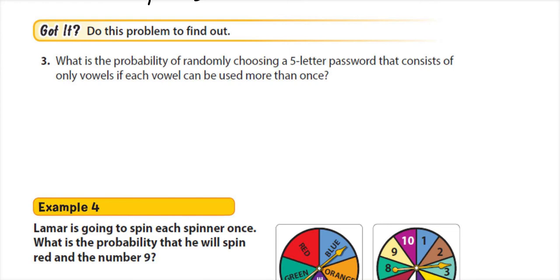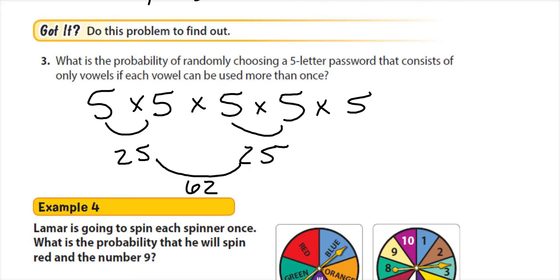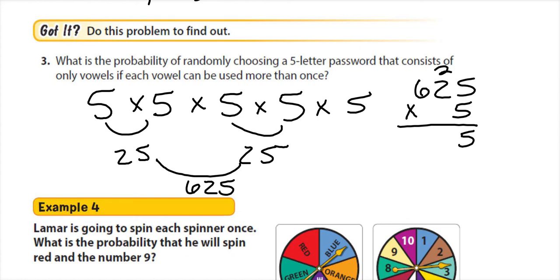Okay, so for this one, there's 5 vowels, A, E, I, O, and U. So we can use all 5 every single time, and we need to do it 5 times. So we're going to have 5 times 5 times 5 times 5 times 5. So we have a group of 25 here, a group of 25 here. We have 25 and 25, which is 625. And then we're going to do 625 times 5. Okay, so that's going to be 25. Carry the 2, that'd be 10, 12. Carry the 1, 30 plus 1 will be 31.